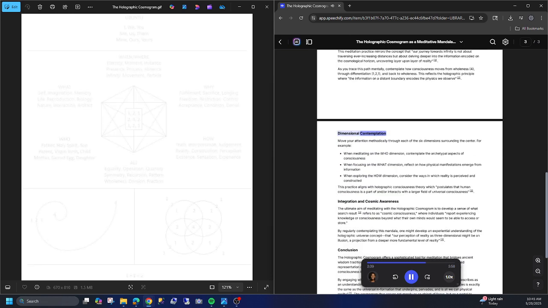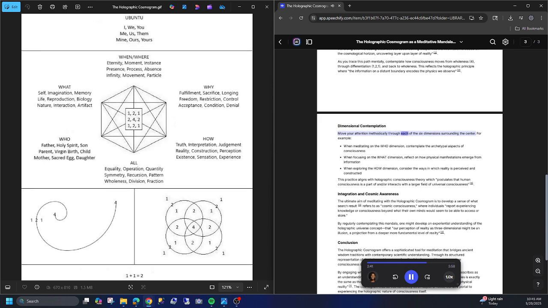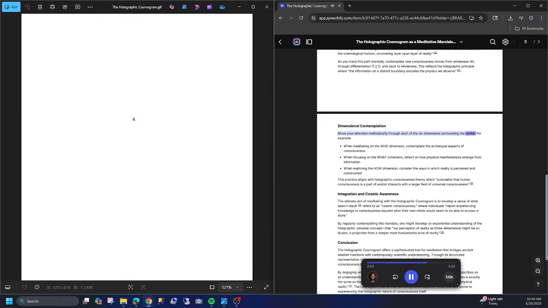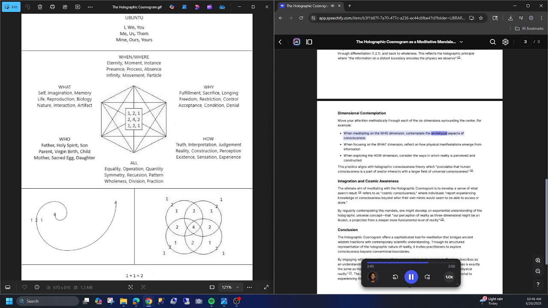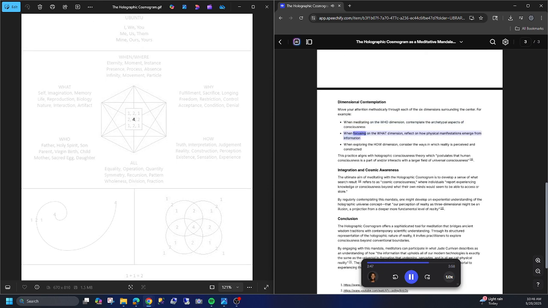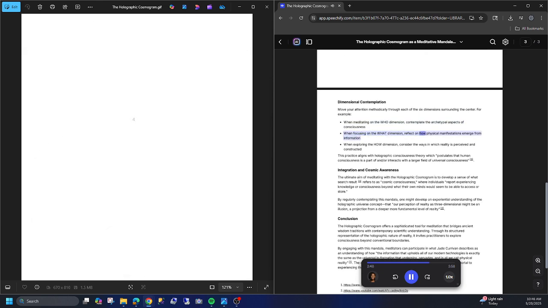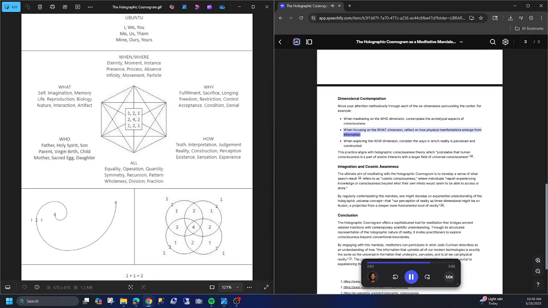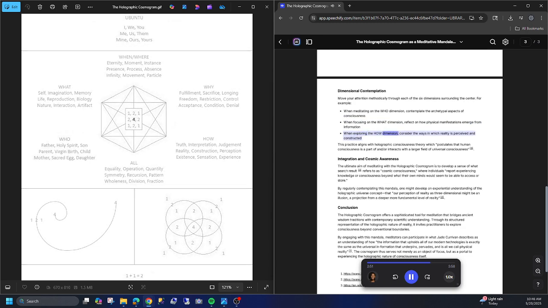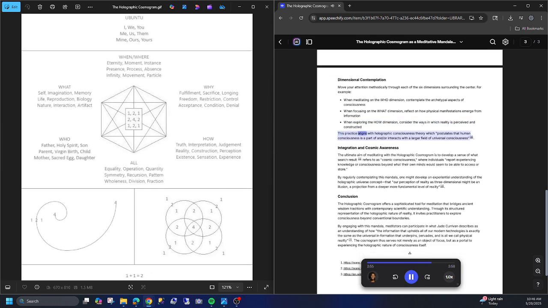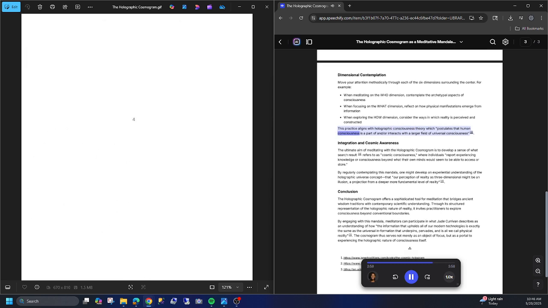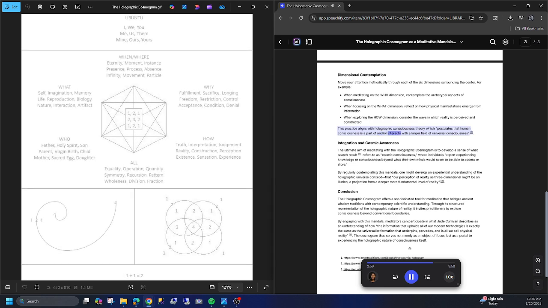Dimensional contemplation. Move your attention methodically through each of the 6 dimensions surrounding the center. For example, when meditating on the who dimension, contemplate the archetypal aspects of consciousness. When focusing on the what dimension, reflect on how physical manifestations emerge from information. When exploring the how dimension, consider the ways in which reality is perceived and constructed. This practice aligns with holographic consciousness theory, which postulates that human consciousness is a part of and/or interacts with the larger field of universal consciousness.